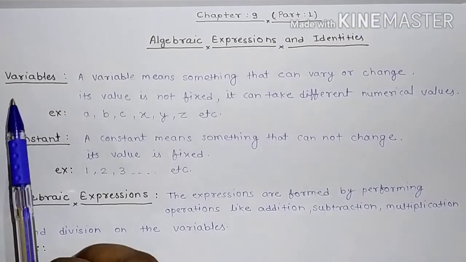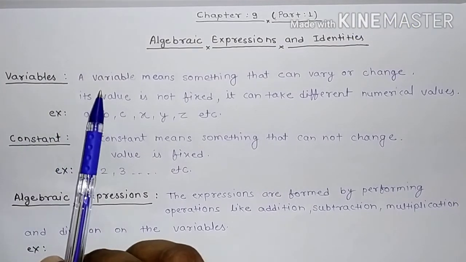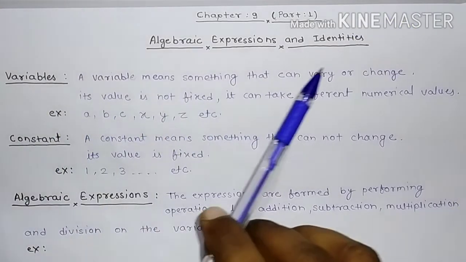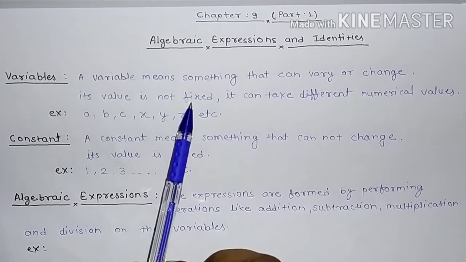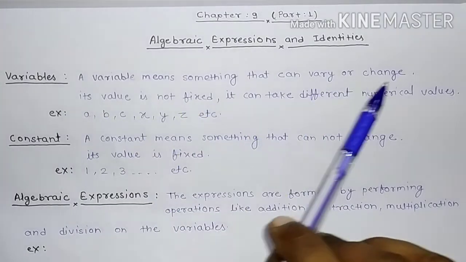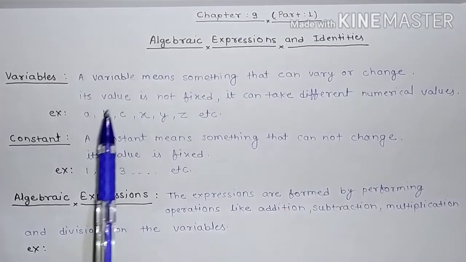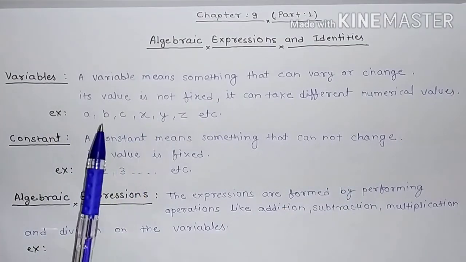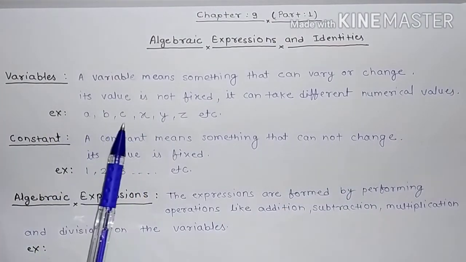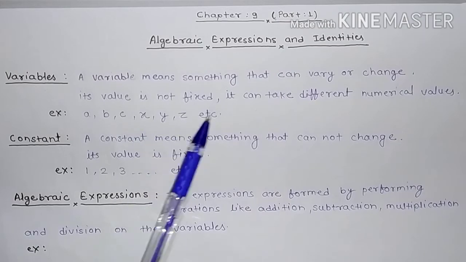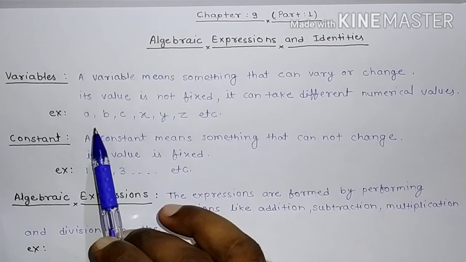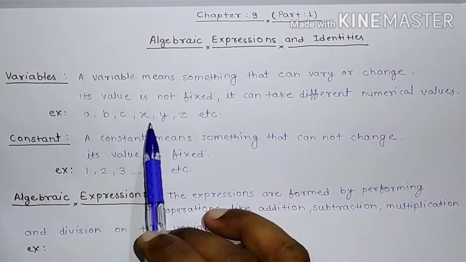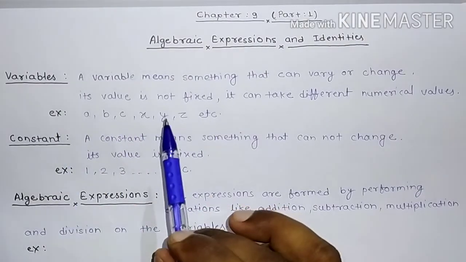Now the first term, that is variables. A variable means something that can vary or change. Its value is not fixed. It can take different numerical values, like all alphabets. Examples are all alphabets like A, B, C, D, E, F, X, Y, Z, and so on. A, B, C, D, all alphabets are examples of variables.